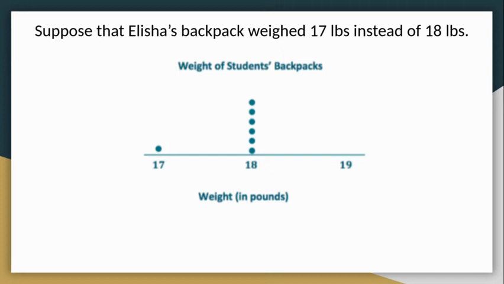Suppose that Alicia's backpack weighed 17 pounds instead of 18 pounds. We should be able to come to some general conclusions without making any formal calculations. For example, how would the mean be impacted by one of the backpacks having a lighter weight? We should be able to determine that the mean will be smaller because the data has shifted to lesser amounts. We can also conclude that the mean absolute deviation will increase because earlier the MAD was 0 since there was no deviation. Now there is a very slight deviation.